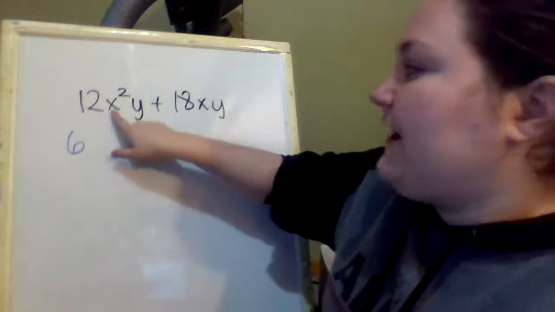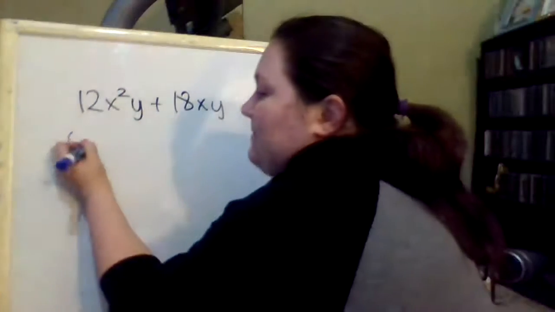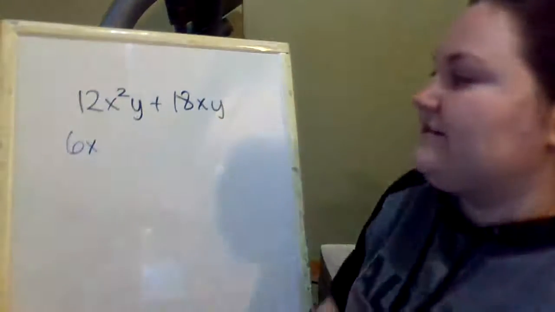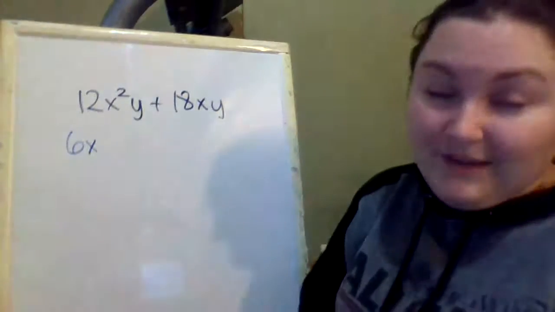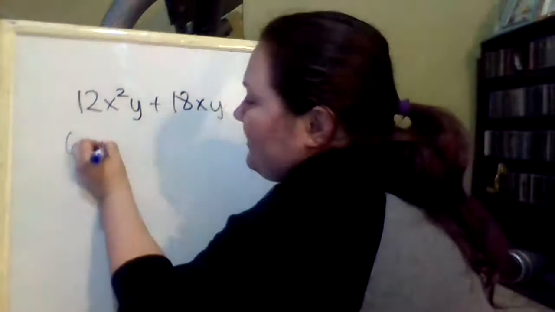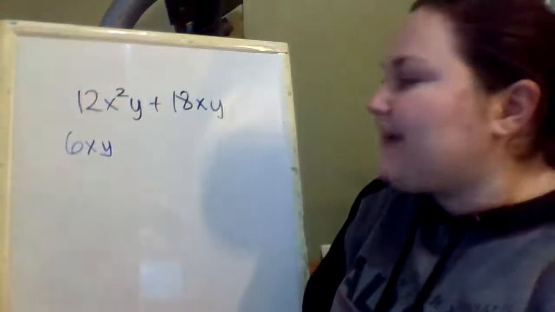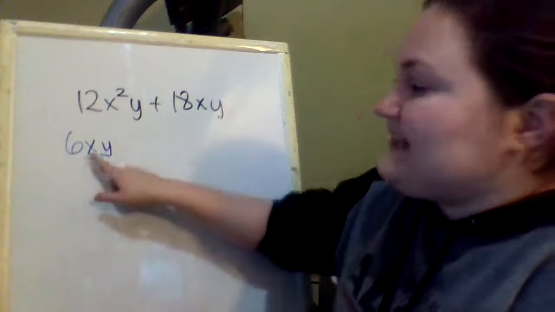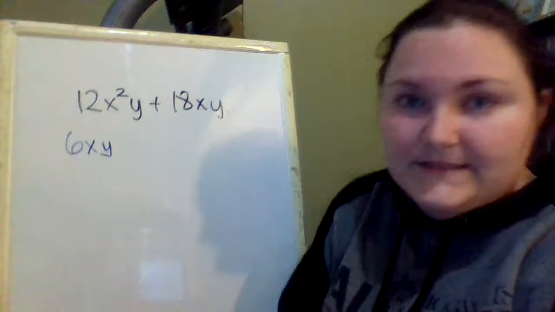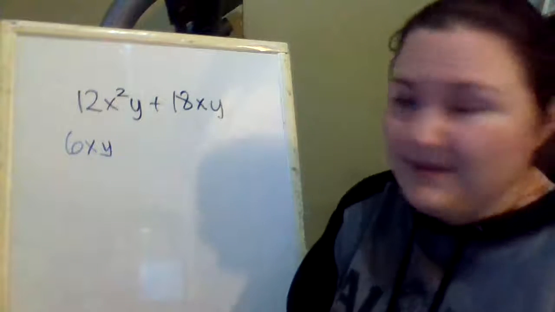If I look at our variables, I notice they both have x. So x can be part of my greatest common factor. And I notice they both have y. So y is also a part of our greatest common factor. Now right now I just have 6xy. These variables can have exponents depending on how many they have in common.